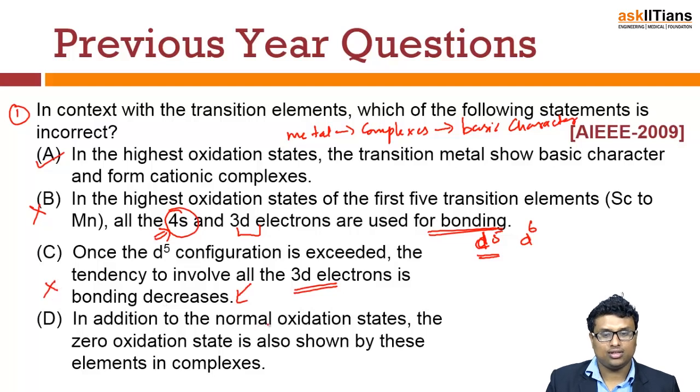In addition to the normal oxidation state, the zero oxidation state is shown by these elements in complexes. So yes, in addition to the normal oxidation state, the zero oxidation state is shown, right? It should not be not shown. So this is also wrong answer. So the answer is 1A.